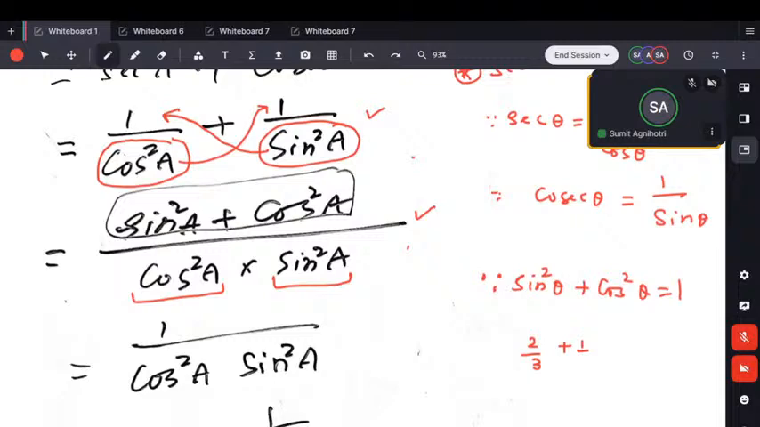Now you will multiply in cross way. 2 times 2 is 4, you will write here. 3 times 1 is 3, you will write here. And this sum becomes 7 by 6. In this way you can add 2 by 3 and 1 by 2 to get 7 by 6.